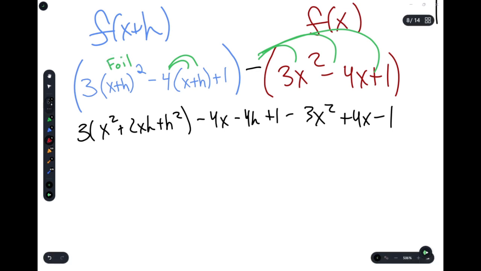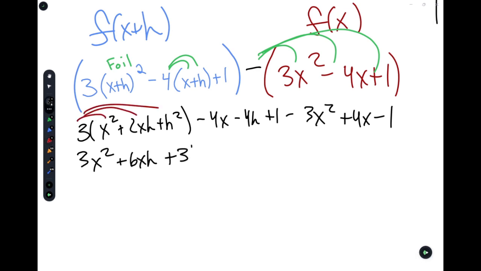Yeah. Good call. So now we're at 3x squared. Hang on. 6xh plus 3h squared minus 4x minus 4. Blah, blah, blah. I can write faster than you can. That's so much writing. And then yours cancel. And then so many things cancel, right?